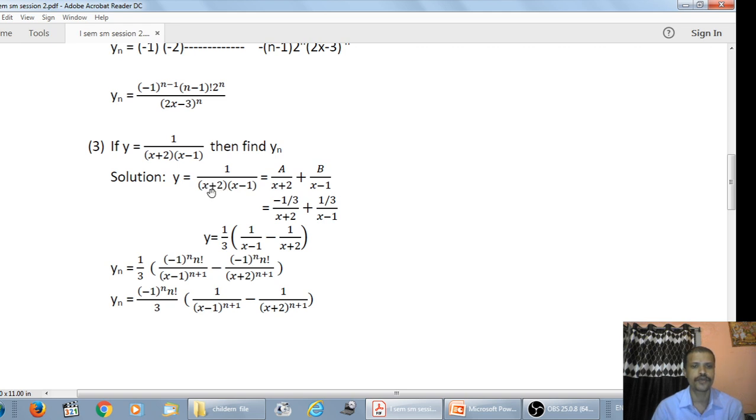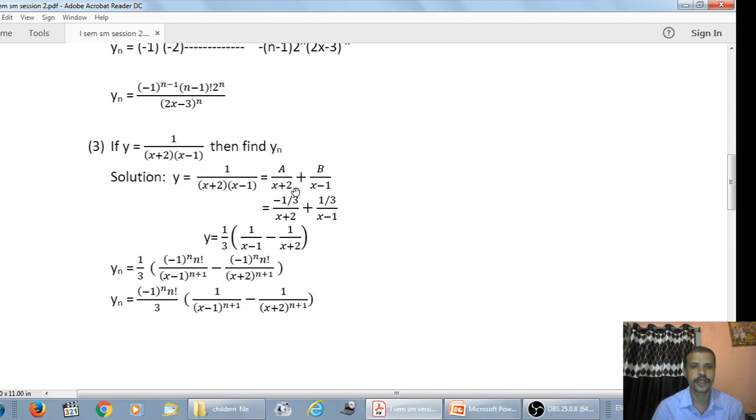The split of the first linear factor x plus 2 is of the form some constant by x plus 2, plus x minus 1 is a linear factor, and so in splitting it is of the form some constant by x minus 1. Now we have to find A and B values.